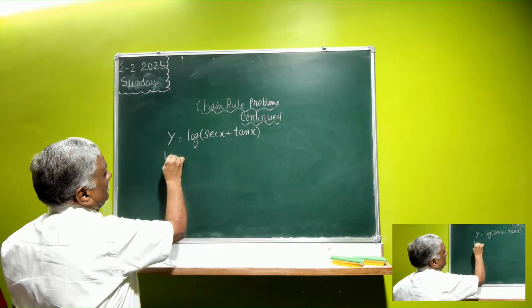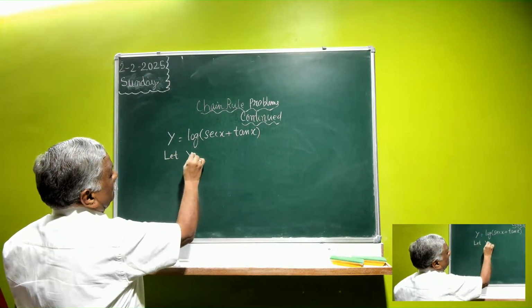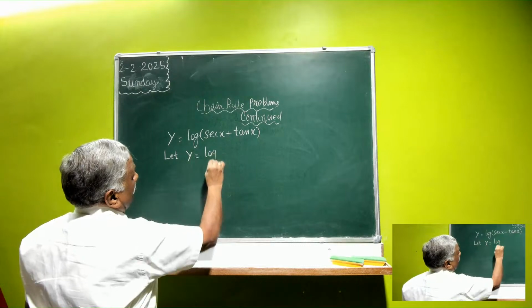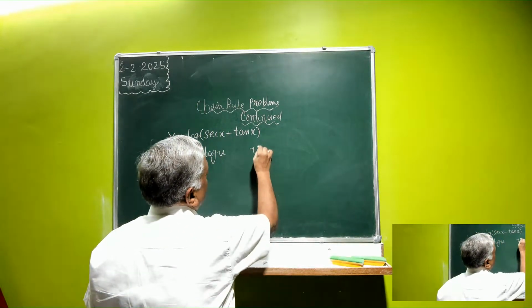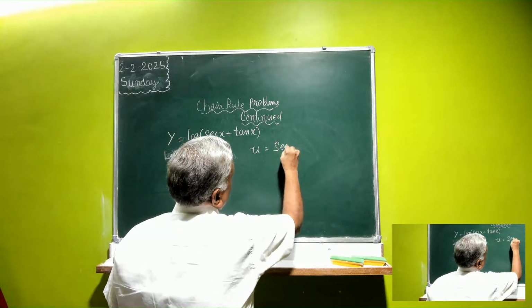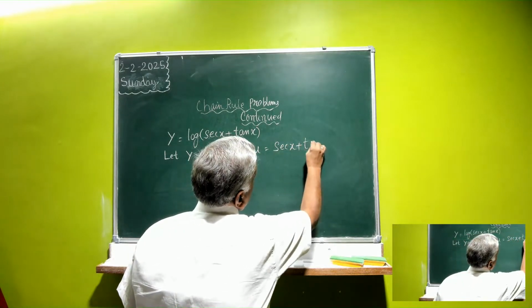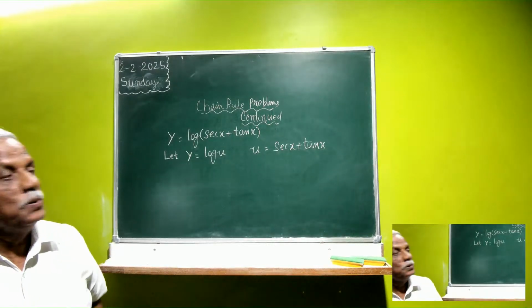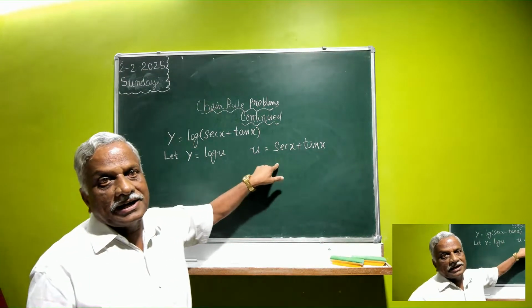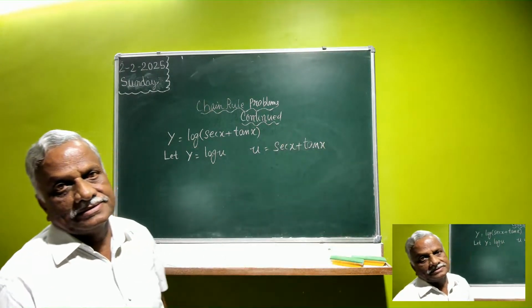So let y is equal to log u and u is equal to secant x plus tan x. Let y equals log u and u is equal to secant x plus tan x.